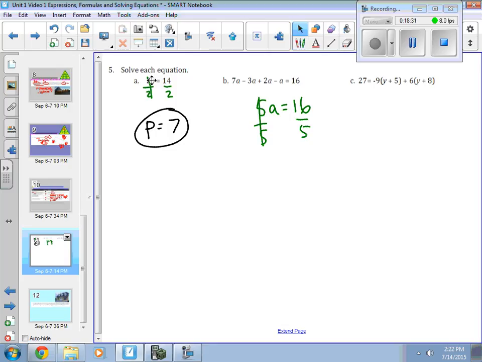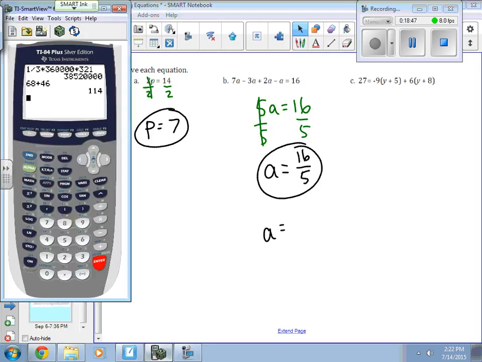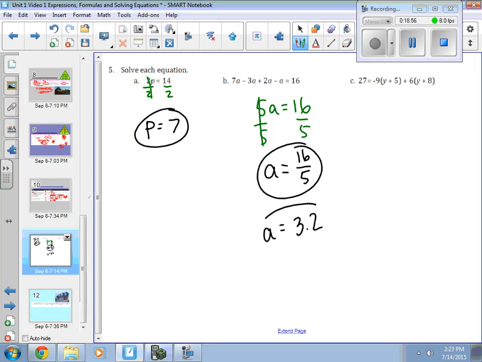When we divide by 5, that cancels out, and so we get that a is equal to 16 divided by 5. 5 doesn't go into 16 nicely, so you could leave it as 16 over 5 as a fraction, or you could do it as a decimal. 16 divided by 5, we get 3.2. So you could also write it as a equals 3.2. Either answer would be correct. They mean the same thing. All right, why don't you pause it quick, try C, see what you get on C.